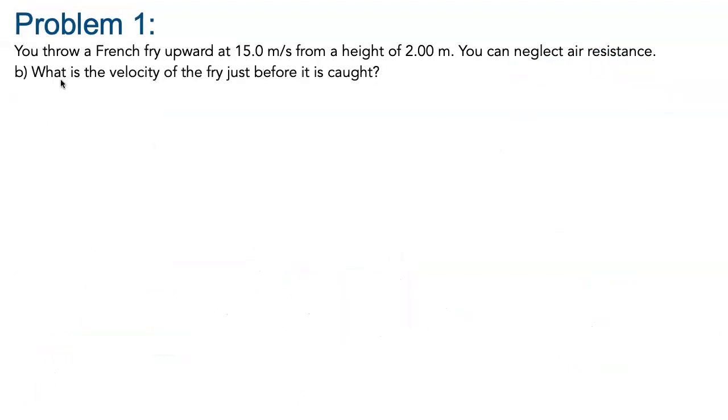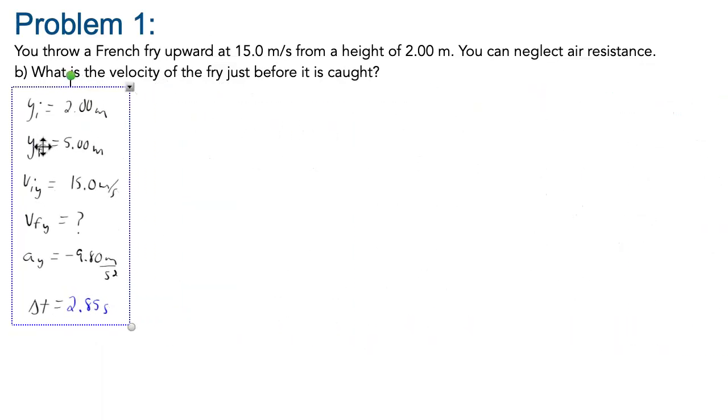In part B, we are looking for the velocity of the fry just before it is cut. So we will start from all the information that we already found in the problem. That we'll just bring in here. So we already have initial and final position. We have the initial velocity. We also have the acceleration and now the delta t. So what's missing is the v final. There's an easy way to get there using the time.